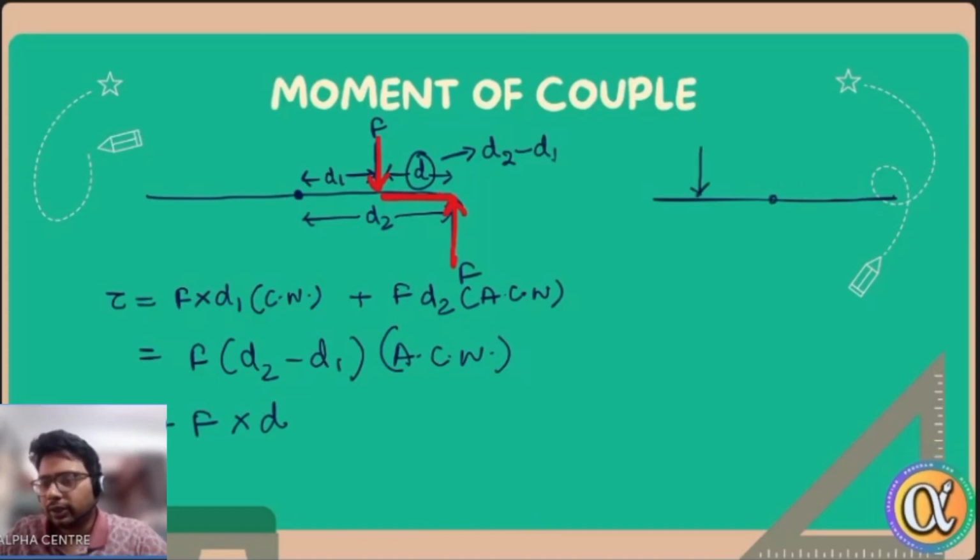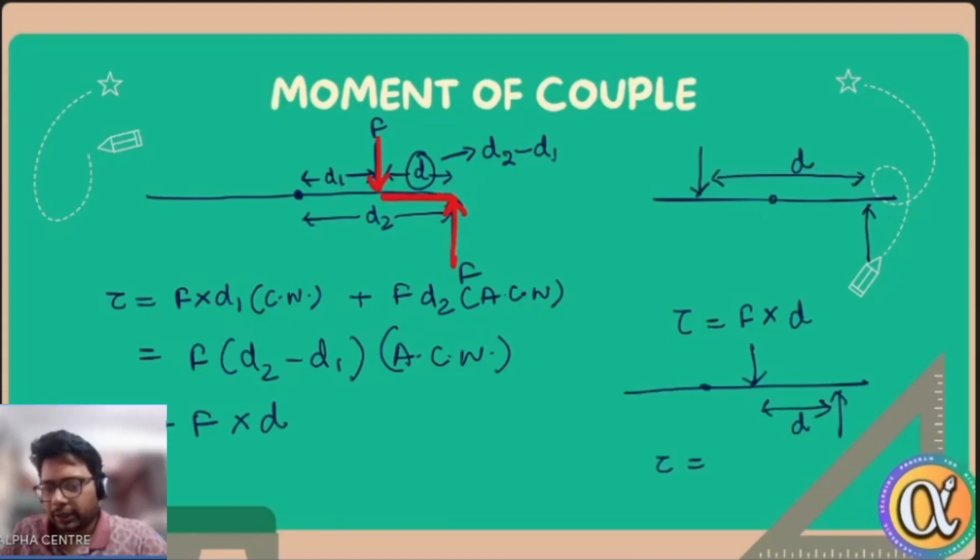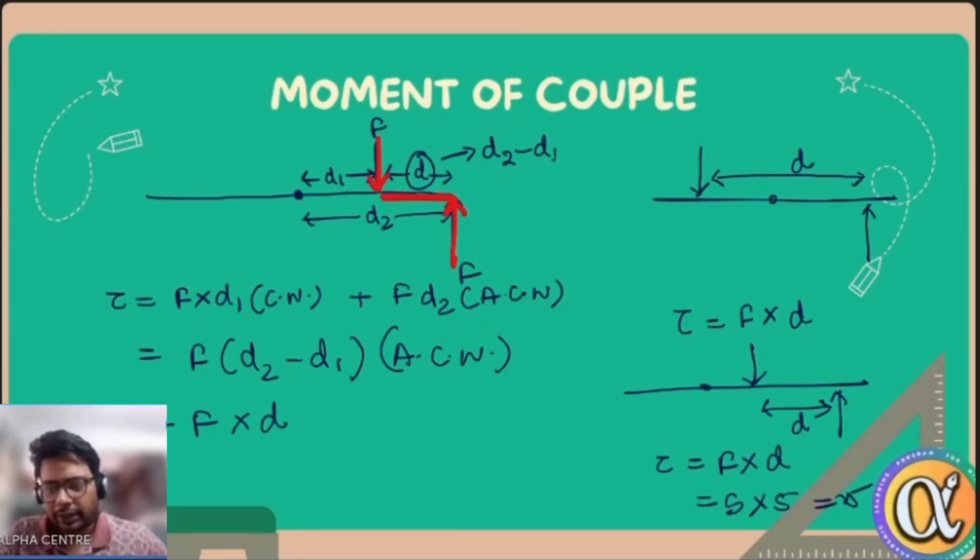So all we need to understand in this couple part is if there are two equal forces acting on a body in opposite directions, then the total turning effect due to the two forces is equal to the product of an individual force times the perpendicular distance between the two forces, D. So it's 5 into 5, 25. I've just taken a random value there.